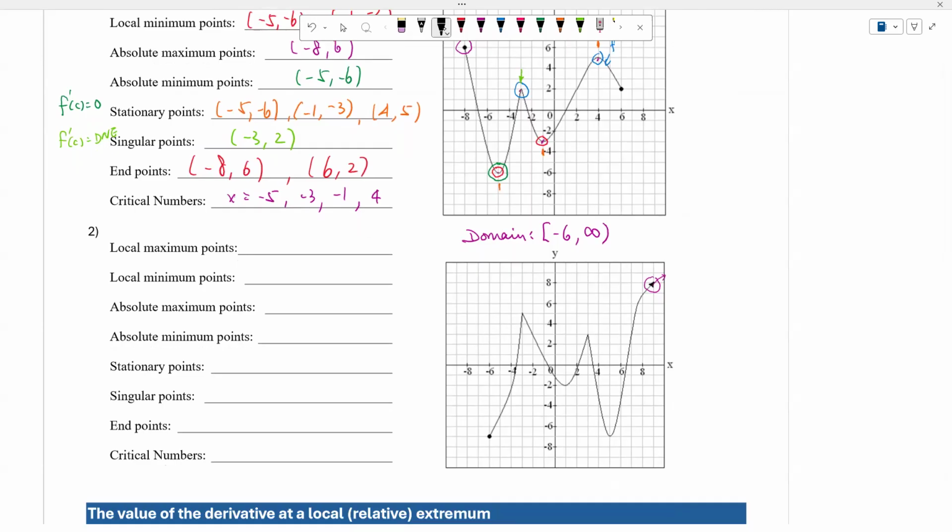My local maximum points, okay, so in this case, probably I have two of them. So they are (-3, 5) and (3, 3). And local minimum, I have two of them. It will be (1, -2) and (5, -7).